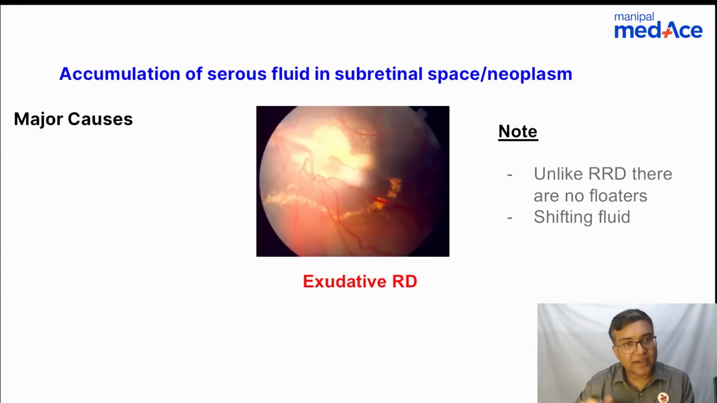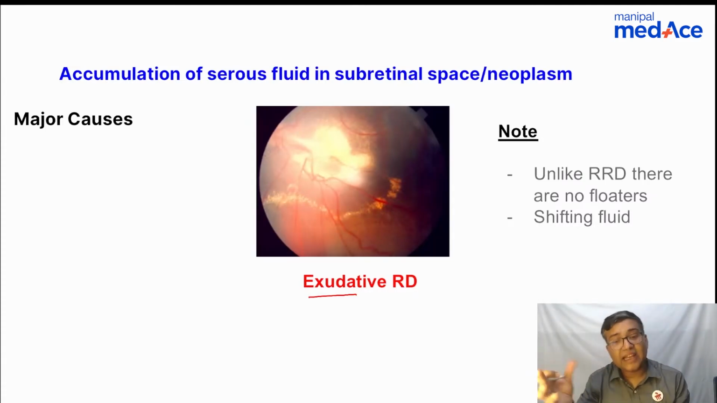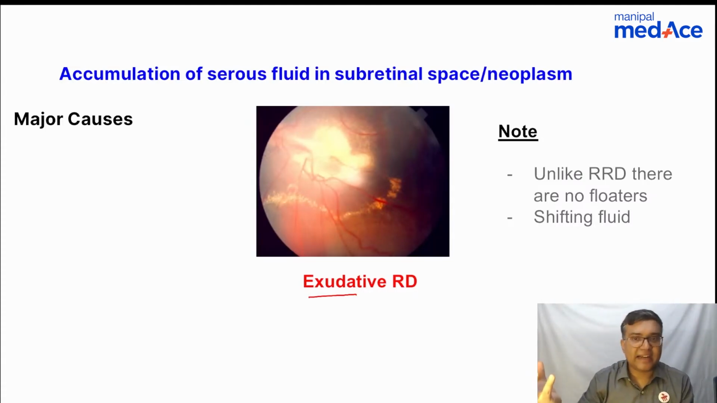Okay, so the next important type of retinal detachment is the exudative retinal detachment. As the word suggests, there is an exudation. That means the choriocapillaries or the retinal capillaries are basically causing the exudation, and that is causing the retinal detachment.